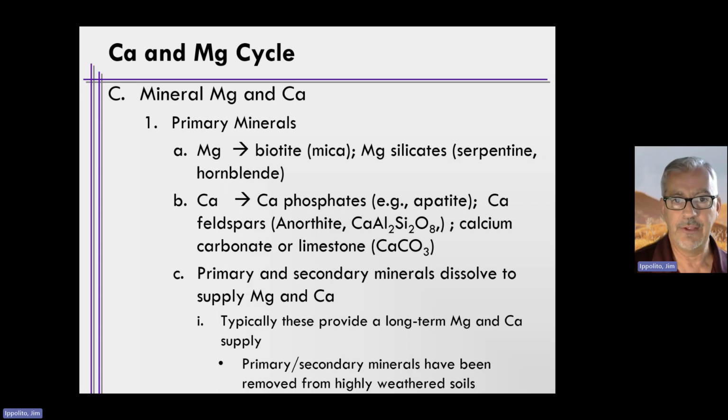So the primary minerals for magnesium, for example, are biotite. These are micas, or magnesium silicates. These are serpentines or hornblendes. And the primary minerals for calcium are calcium phosphates like apatites. They could be hydroxyapatite, they could be fluorapatite, or calcium feldspars. All right, these are calcium aluminosilicates, or they can be calcium carbonate or limestone, which is calcium carbonate.